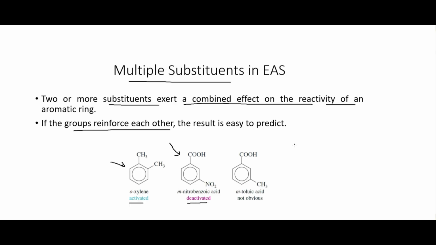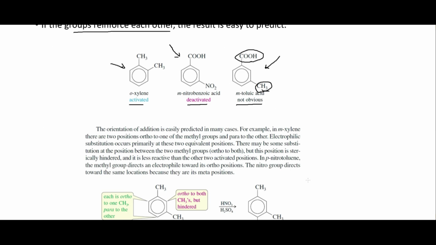But if we have a mixture of the two, then it's not always going to be obvious. What we'll see here in a minute is that activators tend to predominate over deactivators. And so something like this, where we have an activator right here and a deactivator right here, would probably be considered activated because the activators tend to predominate over the deactivators.